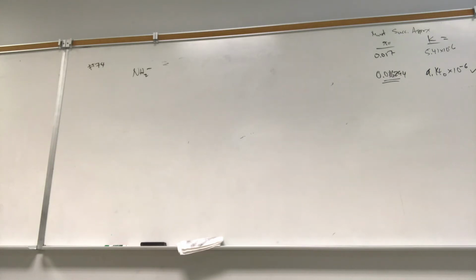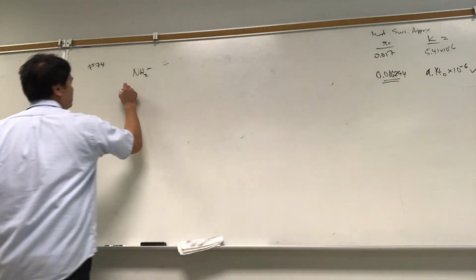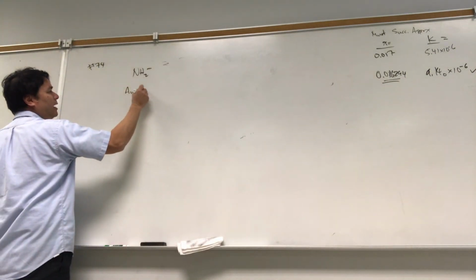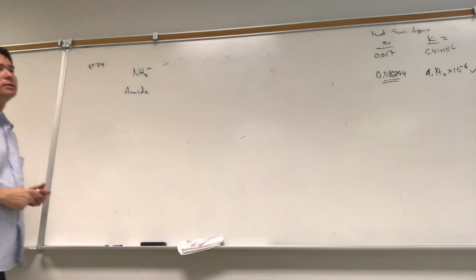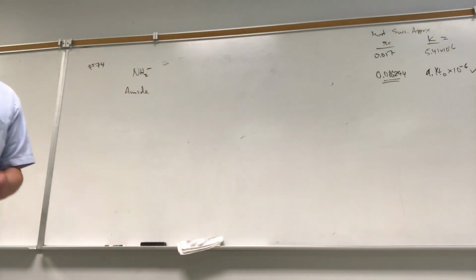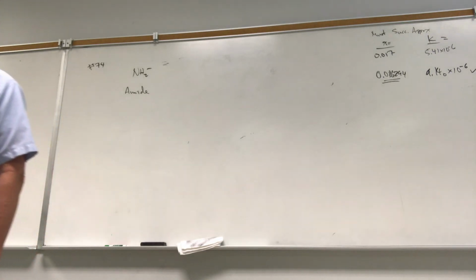What's the strongest base on the chart? Paul. No idea? Yeah, that's okay. No idea. But it turns out that this is called amide, or as we would call it, amide. It's the amide ion. What's special about the amide ion? The amide ion is an extremely powerful base.